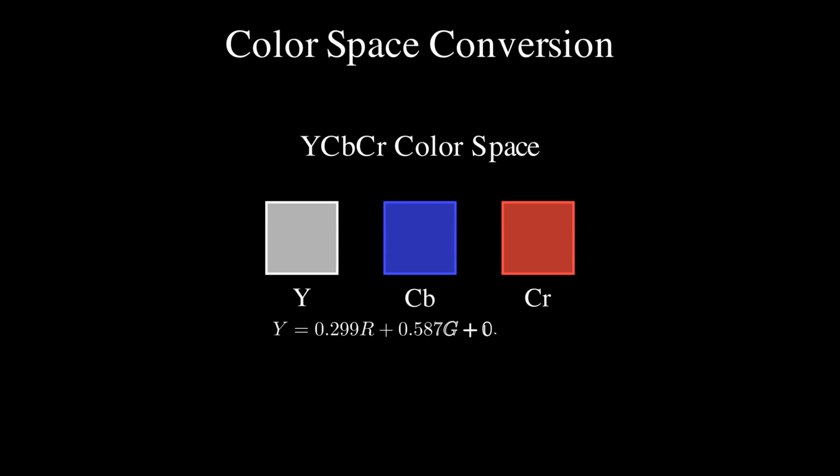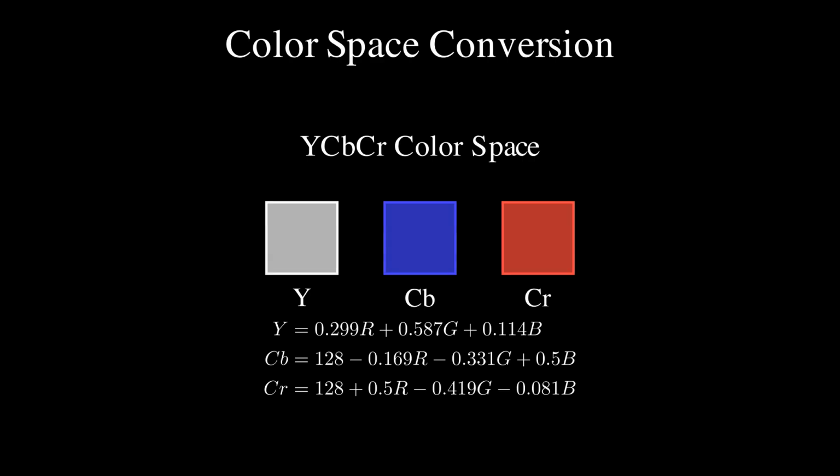The conversion formula uses these coefficients. Y equals 0.299 times R, plus 0.587 times G, plus 0.114 times B. Similarly, Cb and Cr are calculated with their respective coefficients. This separation allows us to compress color information more aggressively than brightness. By separating luminance from chrominance, we can preserve detail where our eyes are most sensitive.